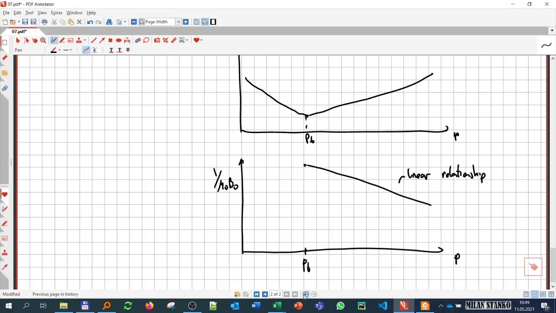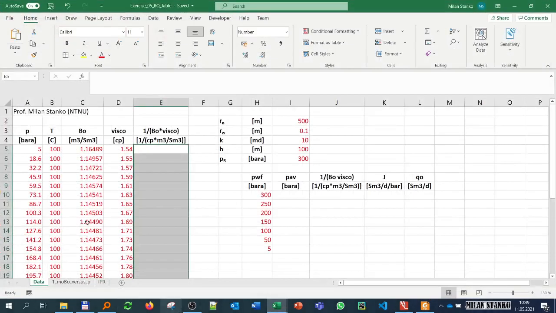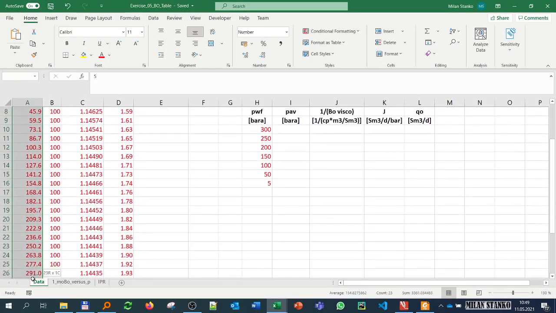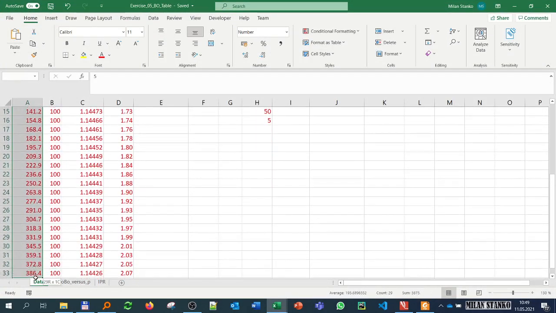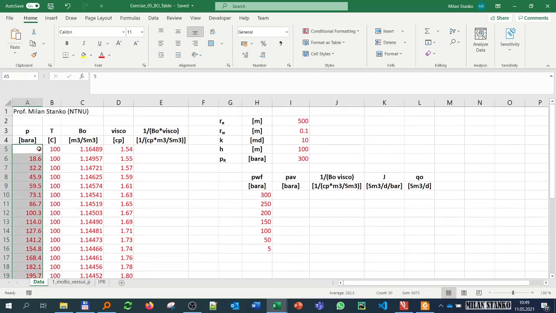Okay, so I have here some data I can show you. Here is pressure at a fixed temperature. Pressure is increasing all the way to 400 bar. This oil has a very low bubble point pressure, so everything here is essentially undersaturated.